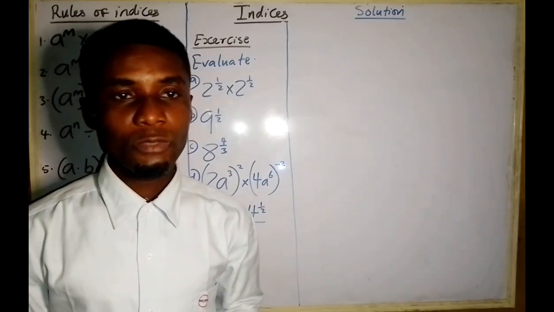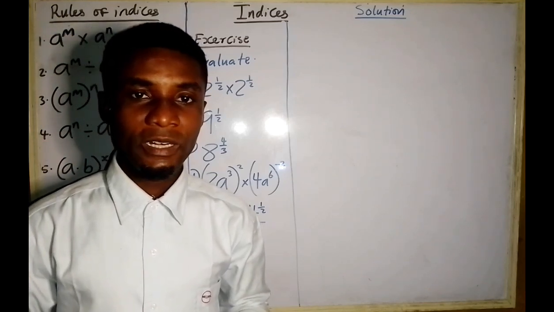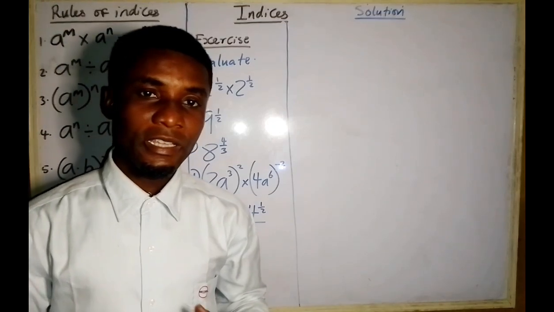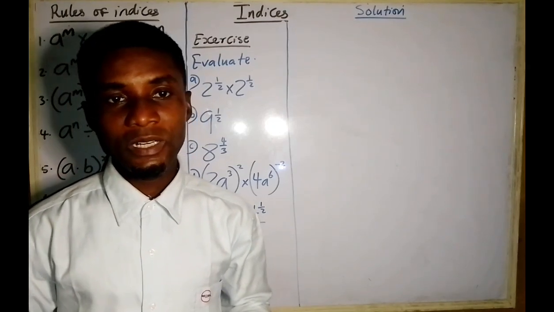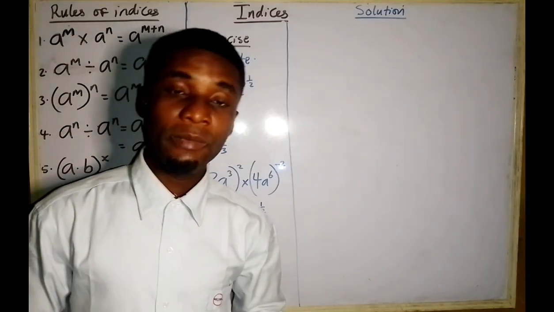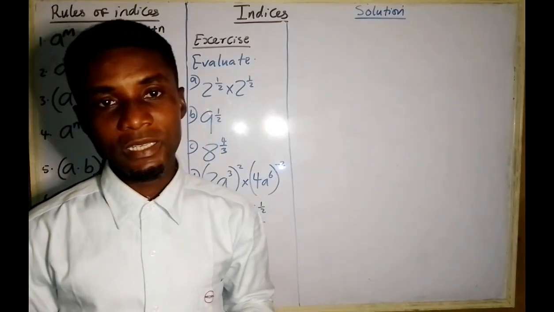But before we proceed, let's quickly recall that indices is a way of expressing a very large number in a simpler manner. In other words, indices is simply used to reduce a very large product of numbers to the simplest form. And the plural of index is known as indices.